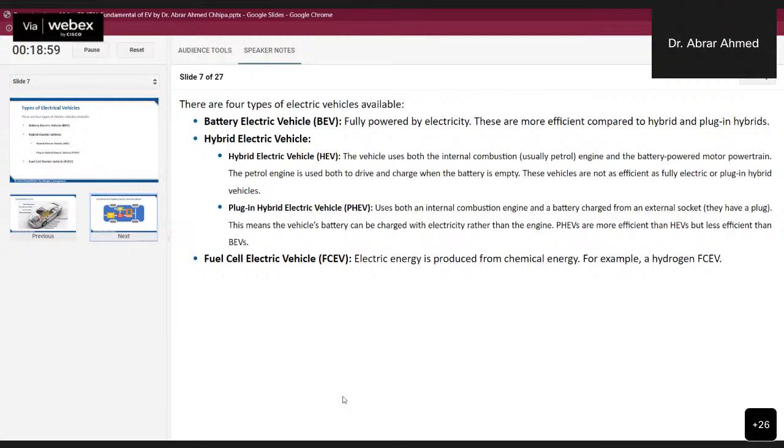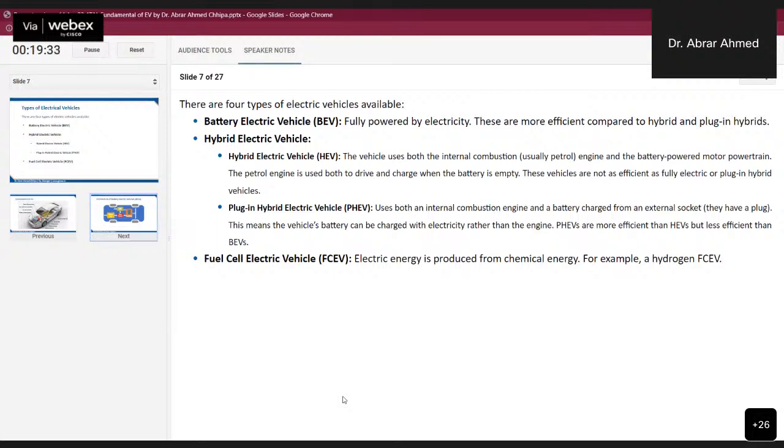Next is the hybrid electric vehicle, which is categorized in two categories. One is the hybrid electric vehicle. The vehicle uses both an internal combustion engine and a battery-powered motor powertrain. The petrol engine is used both to drive and to charge when the battery is empty. So these vehicles are not as efficient as fully electric or plug-in hybrid electric. And next one is the plug-in hybrid electric. Basically, it uses both an internal combustion engine and a battery charged from an external socket.